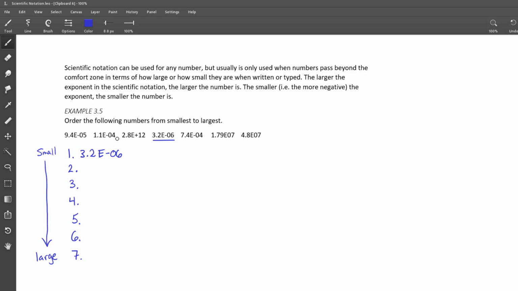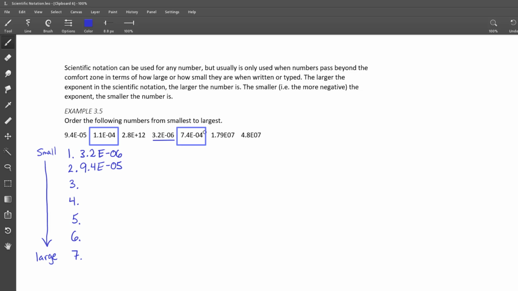Now for next smallest, we have an exponent of -5. -5 is 1 step to the right from -6. If you think of a number line, it's 1 step closer to 0. If you think of it that way, it's 1 step less negative. So in any case, it's bigger than -6. That means that 9.4 times 10 to the -5 is bigger than 3.2 times 10 to the -6. Now next we have 2 numbers that have -4 as the exponent on 10, 1.1 and 7.4.